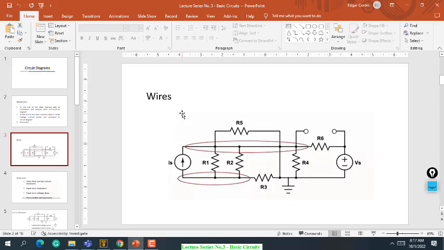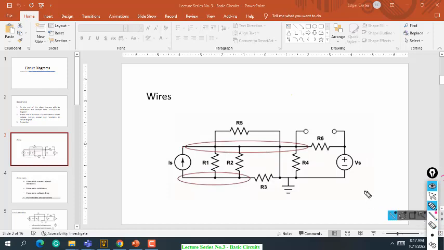Okay? So you will see circuits like this one. These are the wires, class. These are our wires, okay? So I will take this one.